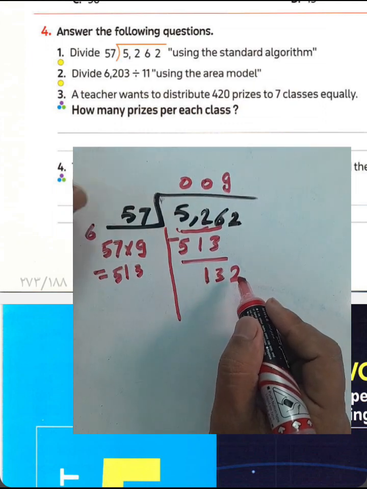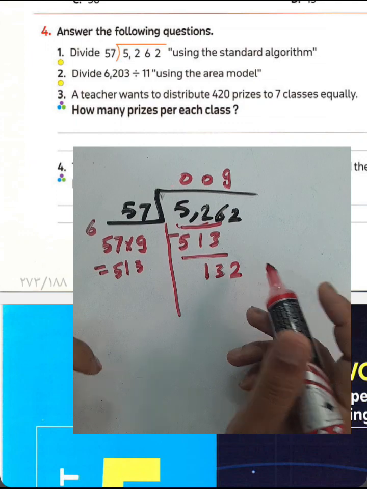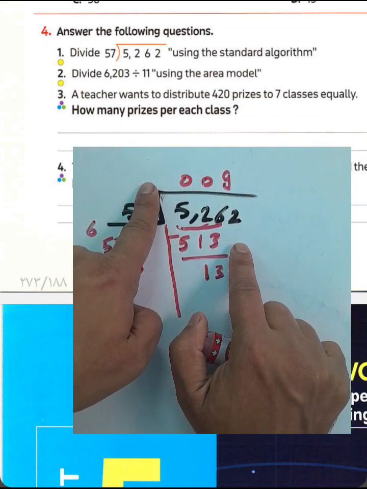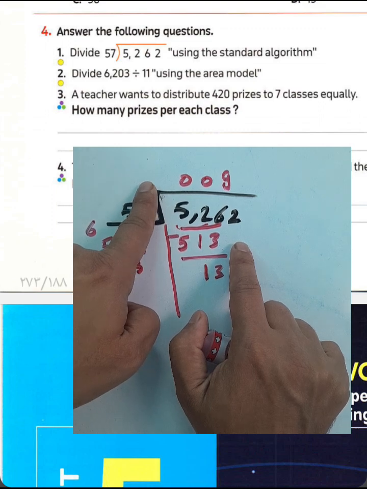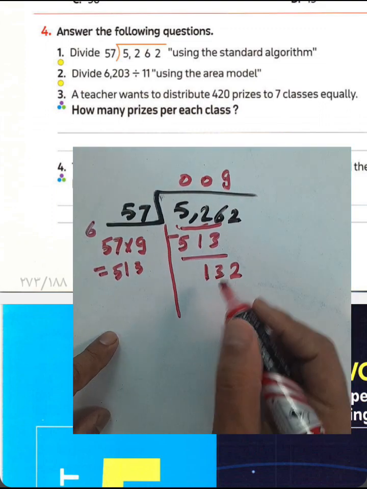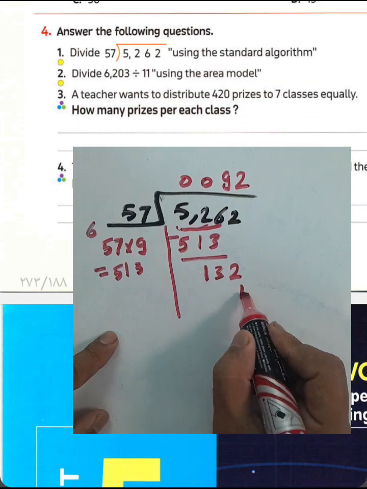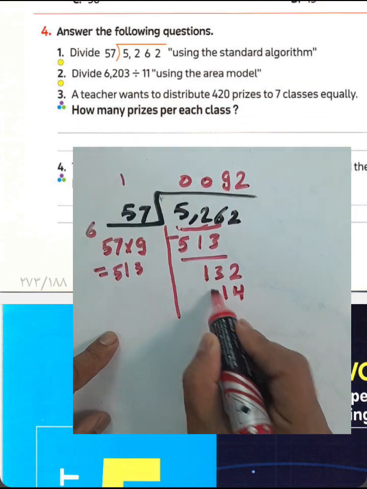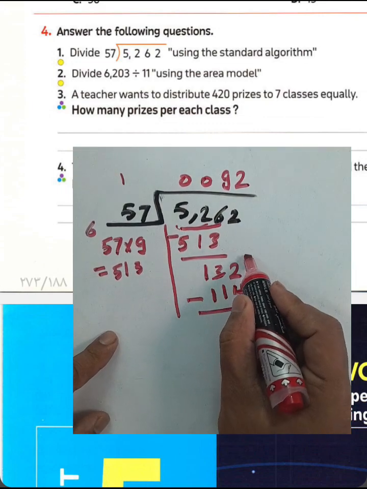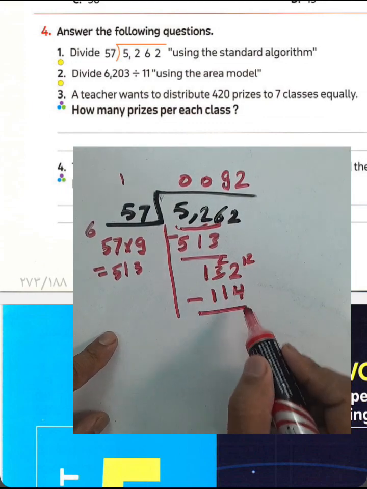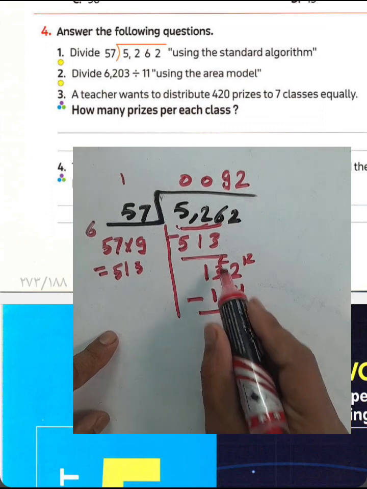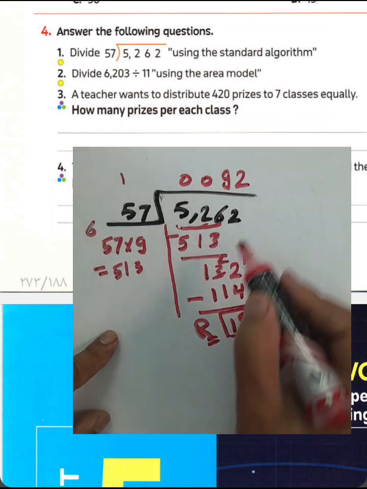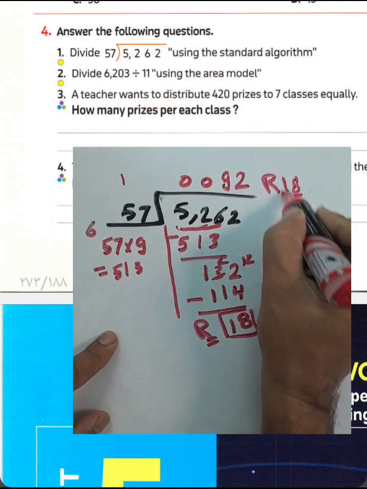132 divided by 57. We know 13 divided by 5 equals 2. Okay, you can write 2 outside, because 2 times 7 equals 14, write 4 and carry 1. 2 times 5 equals 10, 10 plus 1 equals 11. The difference between them: it will be 12 here and here 2. 12 minus 4 equals 8, and 2 minus 1 equals 1. So it will be the remainder. Then the remainder here will be 18.